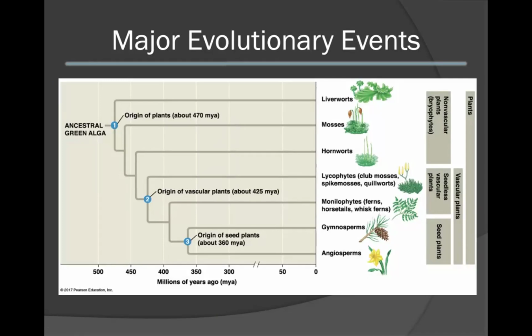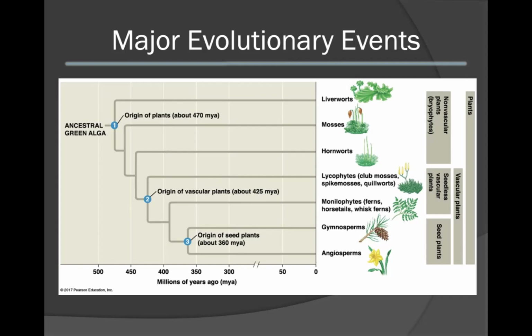This phylogenetic tree represents the three major evolutionary events. We start with the ancestral green algae and also the origin of plants, which occurred approximately 470 million years ago. This led to the bryophytes, which are considered to be liverworts, mosses, as well as hornworts. From there we have the origin of vascular plants, which have a tubular network to distribute nutrients.